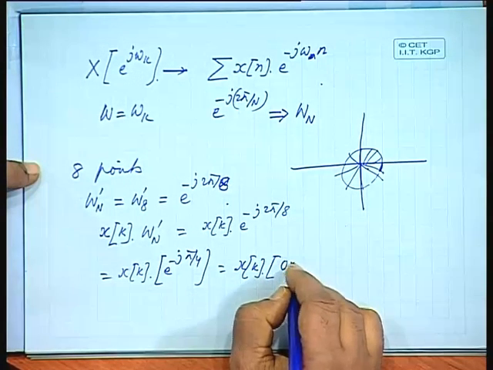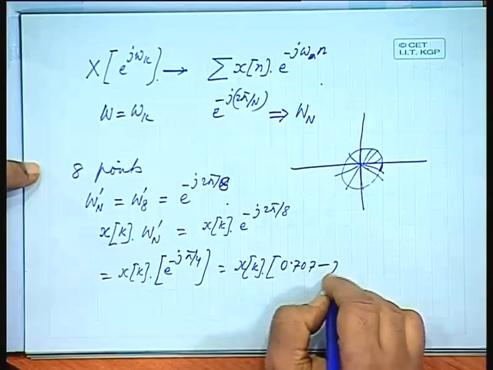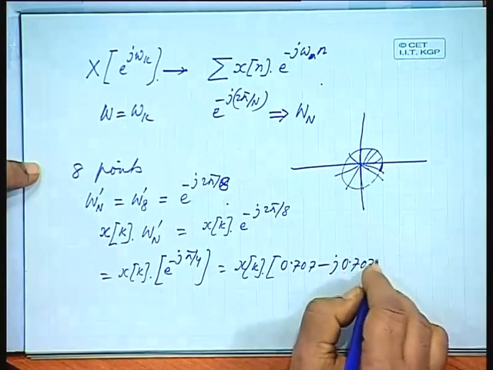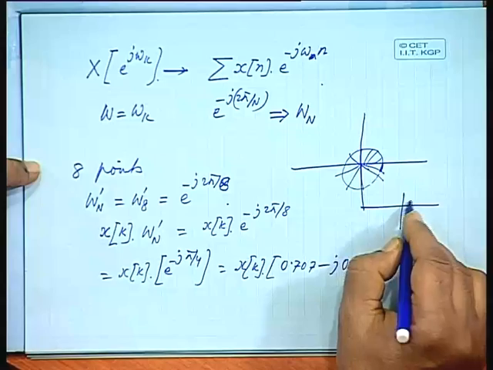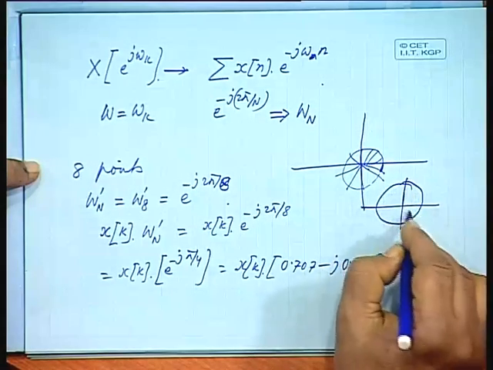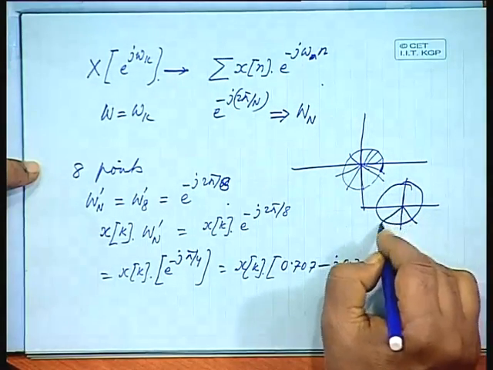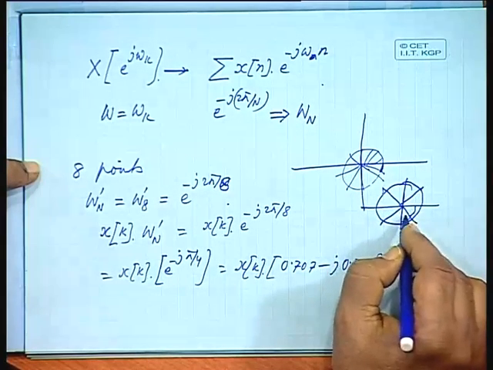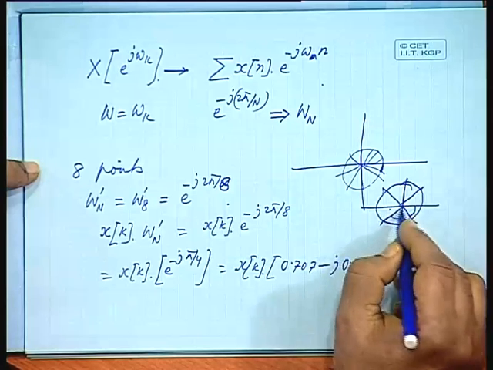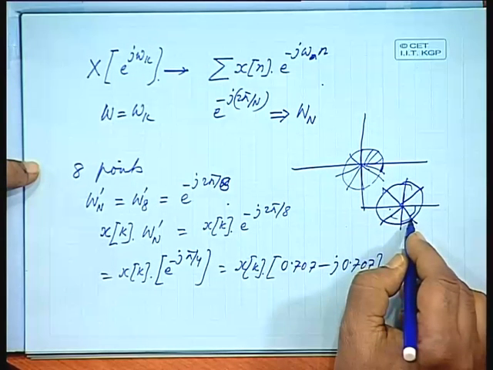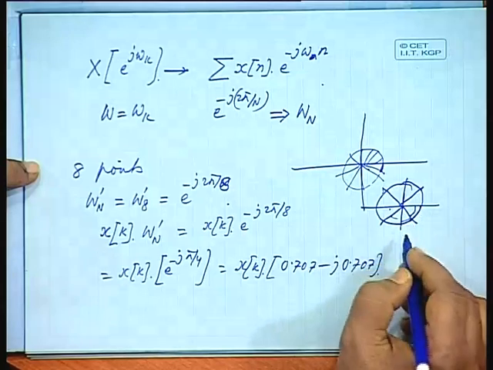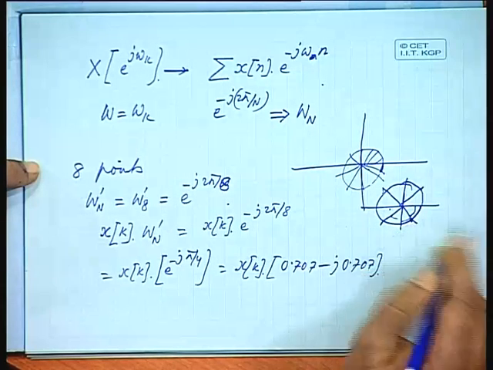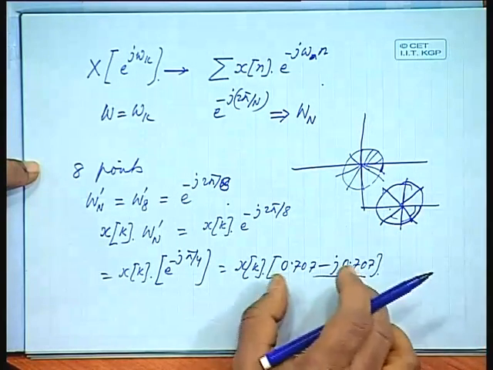0.707 minus j 0.707, that is 1 by root 2. That means the entire circle has been divided into 8 parts. All right. So, this is 45, 90, 135, 180 and so on. So, cosine of minus 45 degrees and sine of minus 45 degrees gave me this. So, it is basically a complex quantity that we are multiplying with the real term x_k. All right.